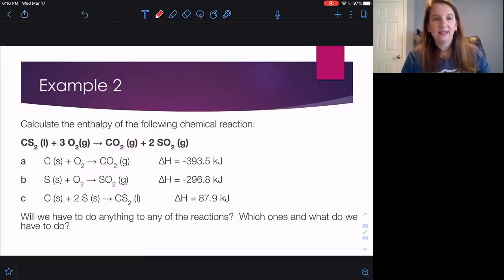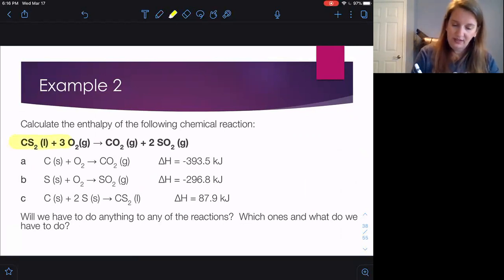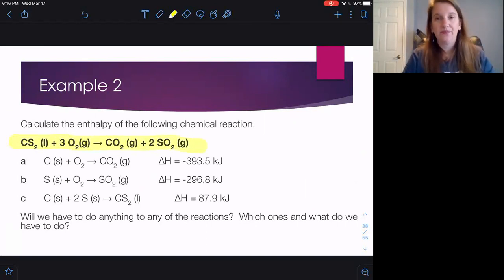All right, so let's take a look at example 2 here. I'm going to go ahead and highlight our overall reaction so that stands out. This is what we're trying to get to. When we look at our different steps, we've got 3 steps to look at this time. We want to get those 3 steps to equal this highlighted overall reaction here. So look at each of those steps to figure out what we need to do and which ones we need to manipulate, okay? First off, I see that CS2 has to be on the reactant side because that's where it is in our overall reaction.